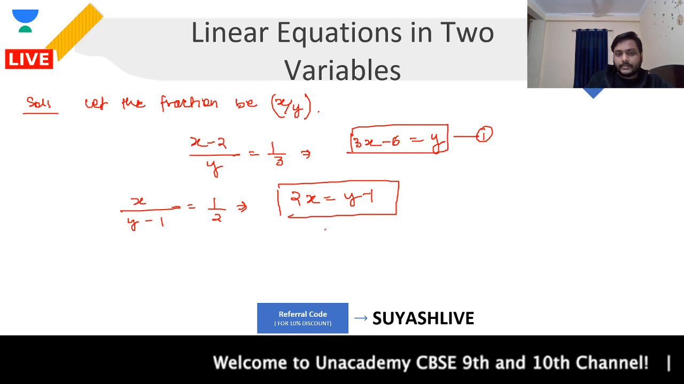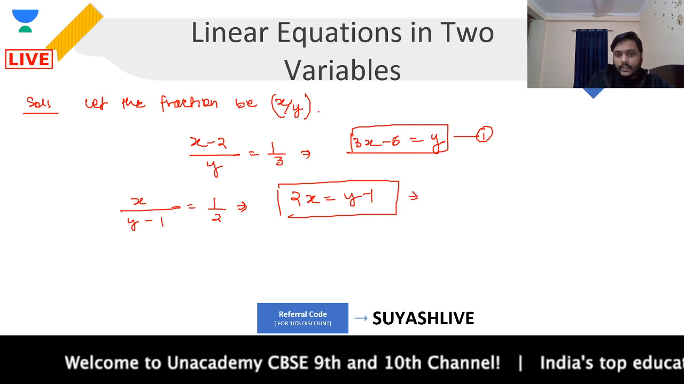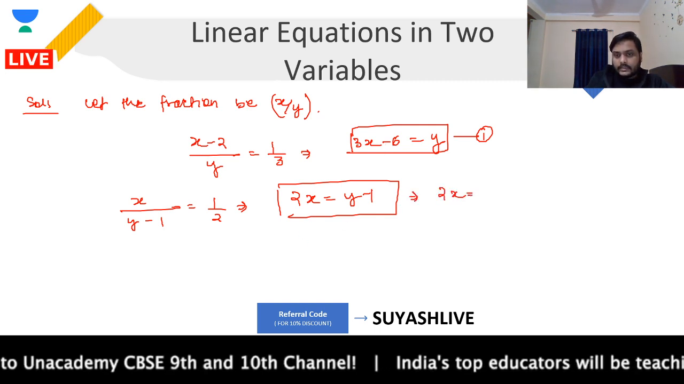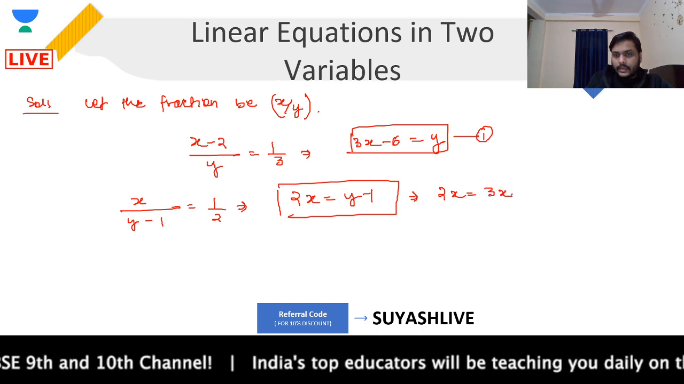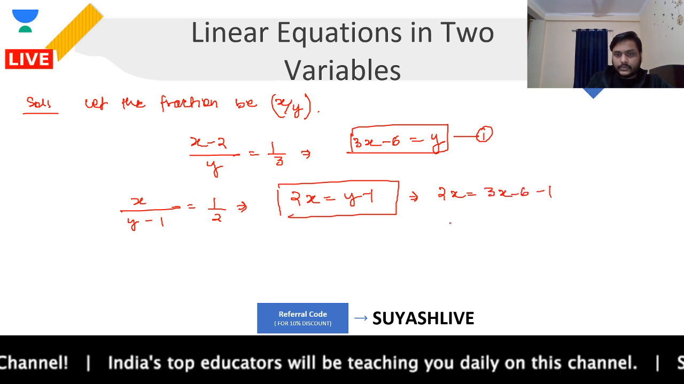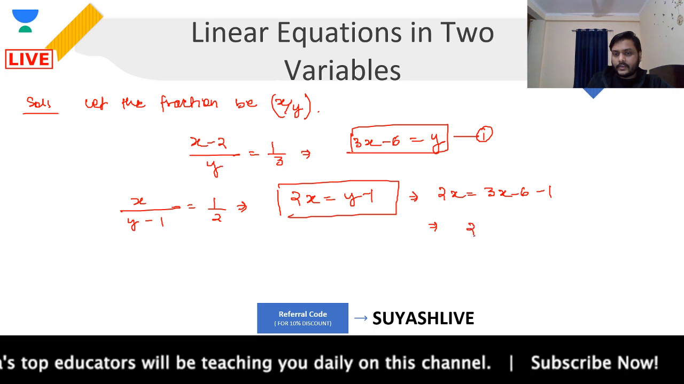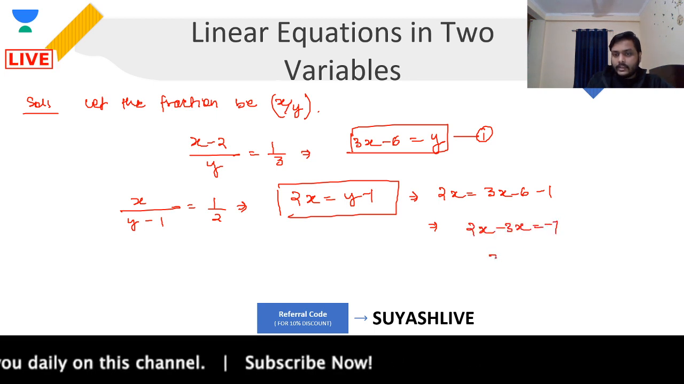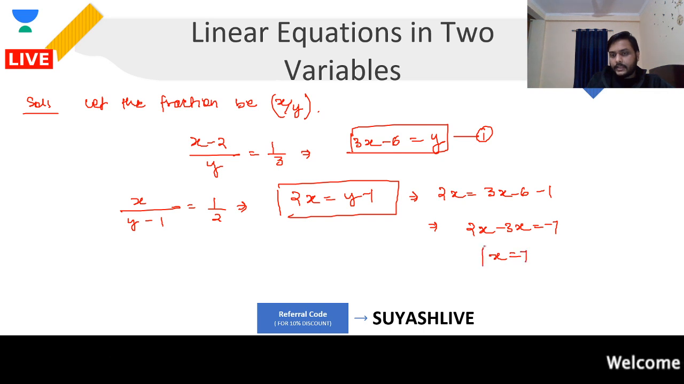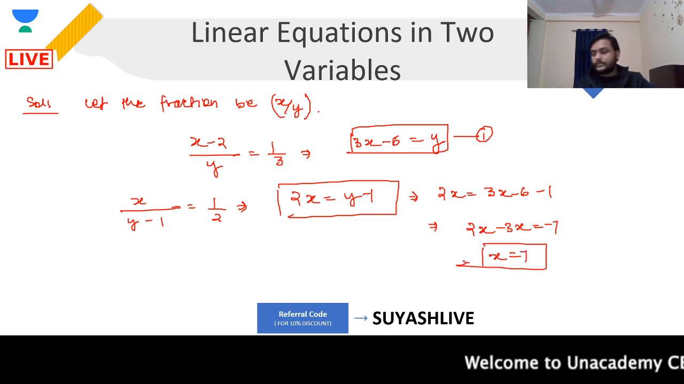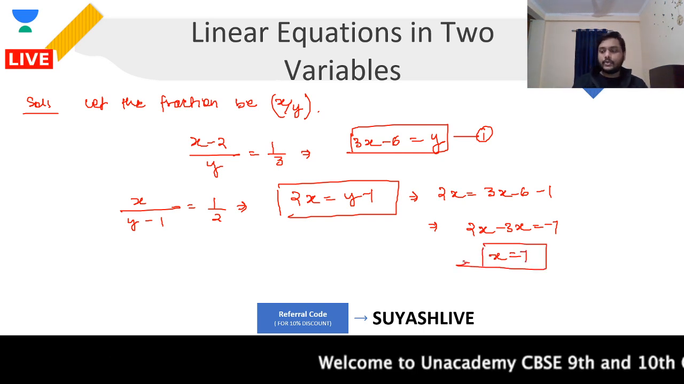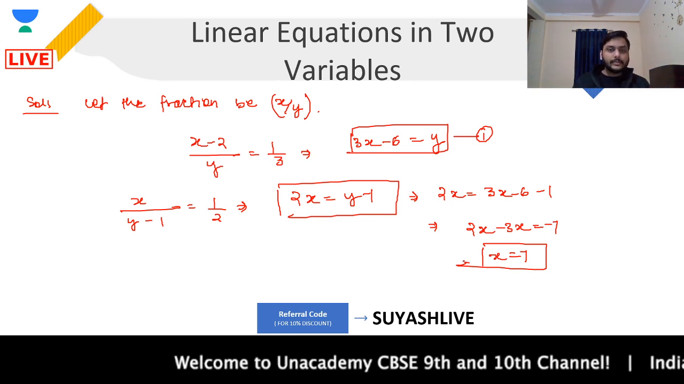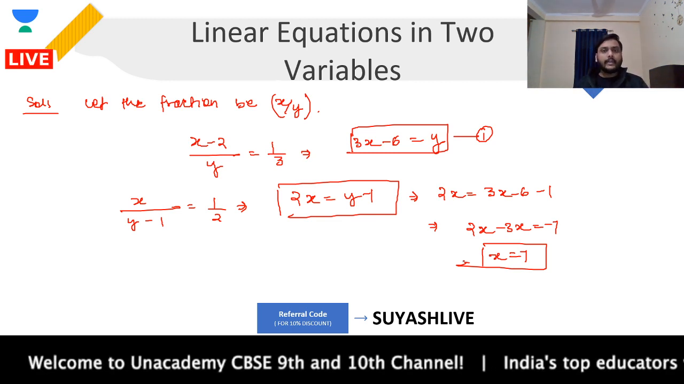Y is equal to 3x minus 6. So you will be having what? You will be having 2x is equal to 3x minus 6 minus 1. That will be nothing but what? You are having 2x minus 3x is equal to minus 7. Your x will be coming out as 7. This is the value of x that you got. Are you clear? You simply found out that the value of x is 7.